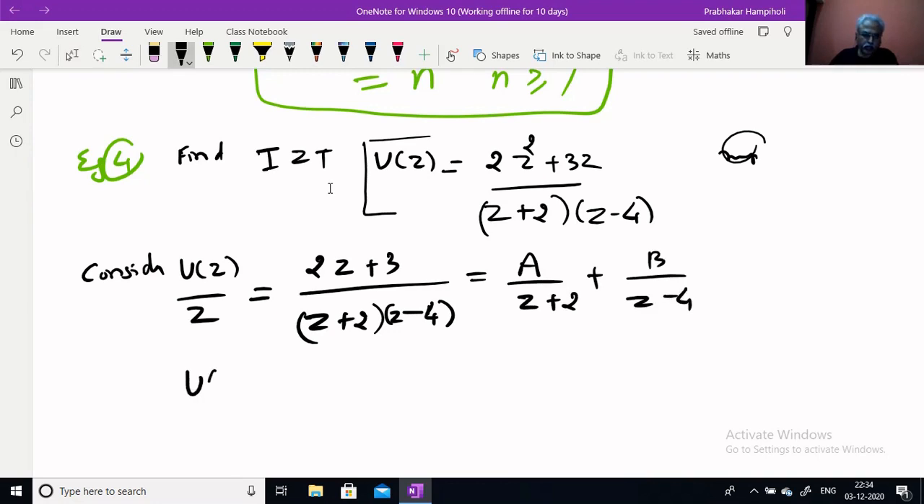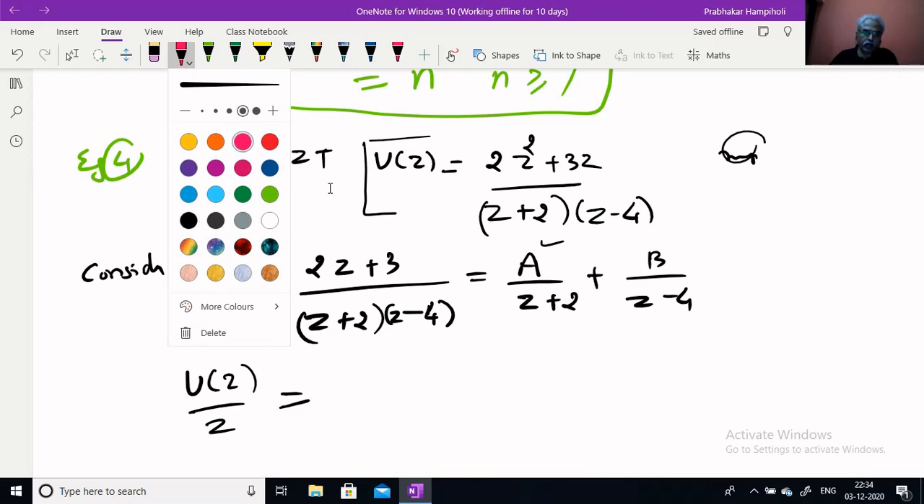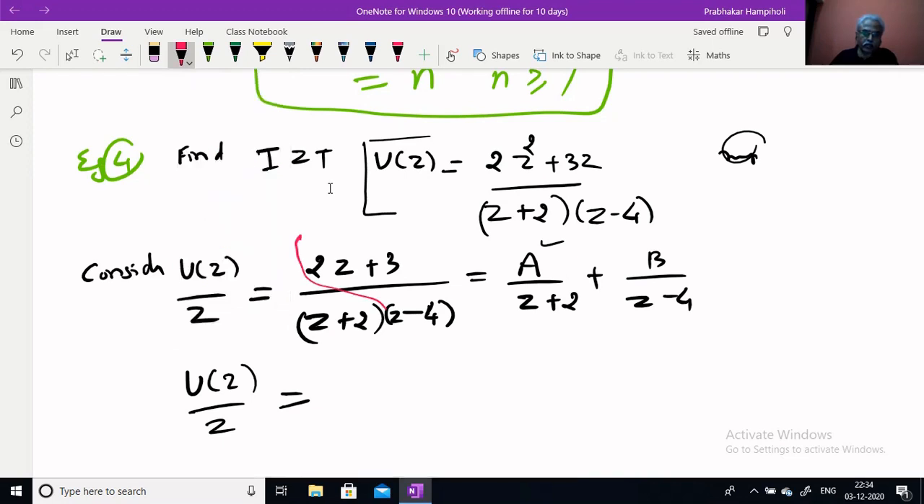Here I'll teach you a very simple method of finding A. To find A, what you have to do is, please see carefully. This part, you put z equal to minus 2 to find A. So 2 into minus 2 plus 3, divided by minus 2 minus 4, which is minus 6. So this becomes our A divided by z plus 2 as it is.